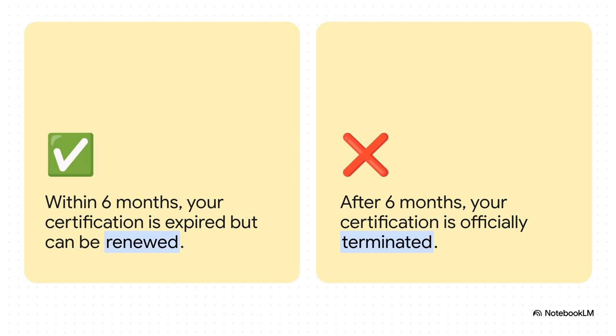Now, during these 6 months, the certification is technically expired, but it's not dead yet. It's kind of in this limbo state where it can still be brought back to life with a renewal. Think of it like this. If you act within that 6-month window, you can renew it, no problem. But what if you wait until day 1 of month 7? It's over. The certification is officially terminated. Not just expired, terminated. And that usually means you have to go back and retake the entire exam from scratch, which nobody wants to do.